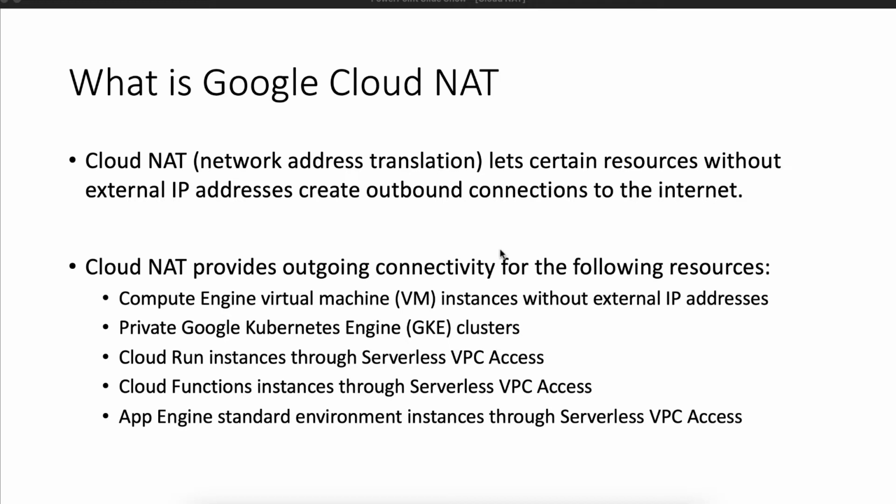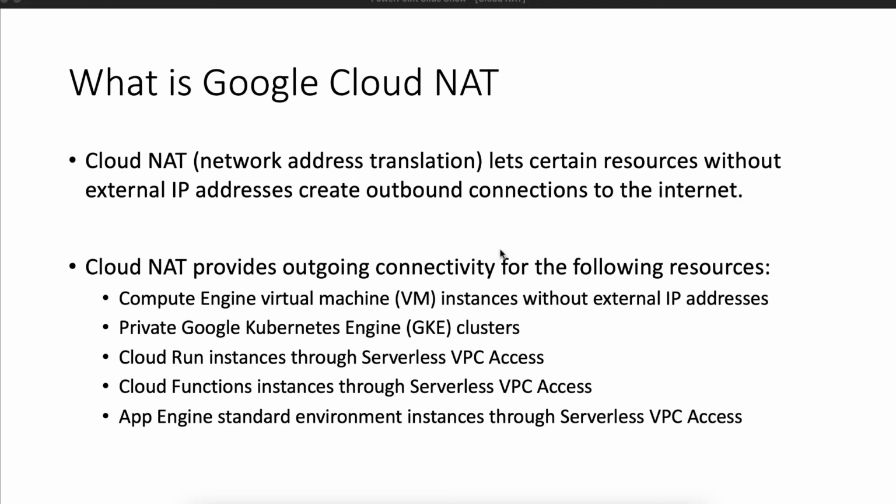So if you deploy an app on a virtual machine, or on your GKE cluster, or you're running an app on Cloud Run, or if you wrote a function, and if you deployed something on App Engine, in order to access the internet from these services, you may need a NAT. Why do you need NAT, right?